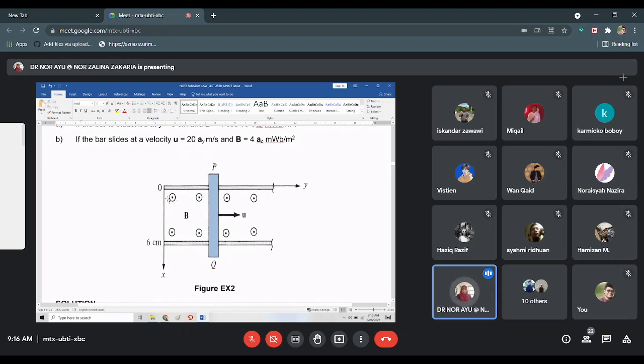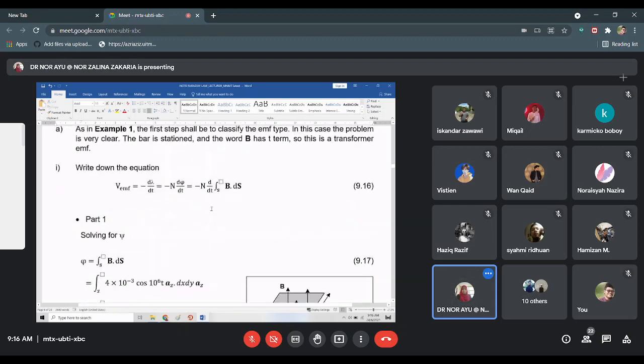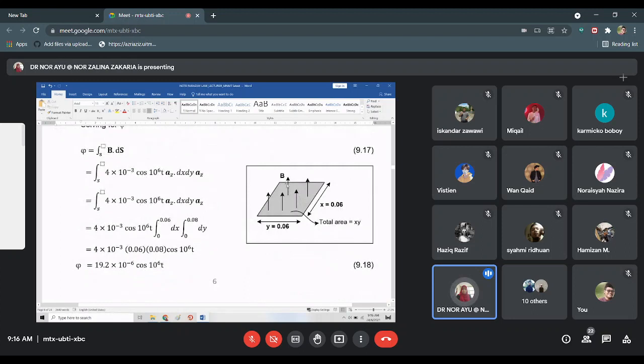If you look at the symbol, it means it is going up towards you. You can see a circle with a dot inside. If it is a cross inside, it means it is going away from you, going inside. This one is going out towards you. So this is your magnetic field. It passes through this area, which is x and y. So that is why your ds is equal to dx dy.